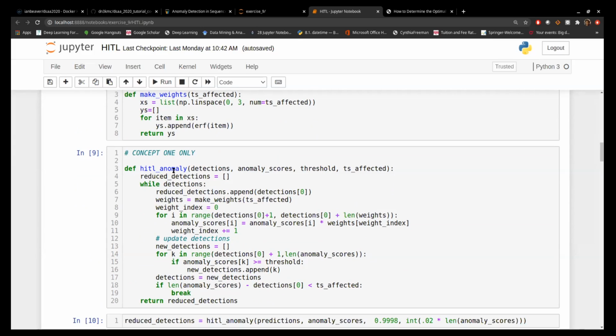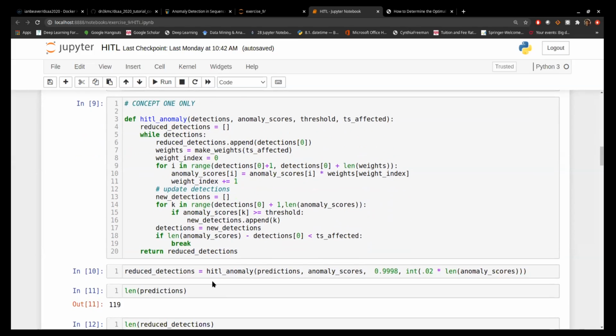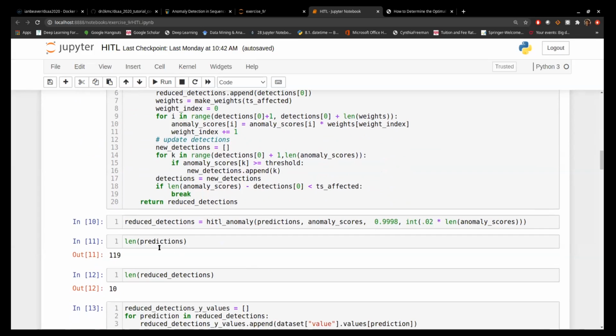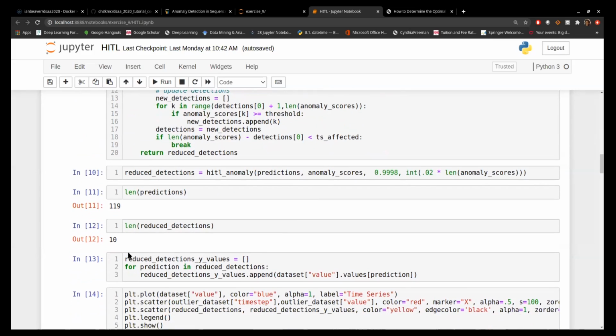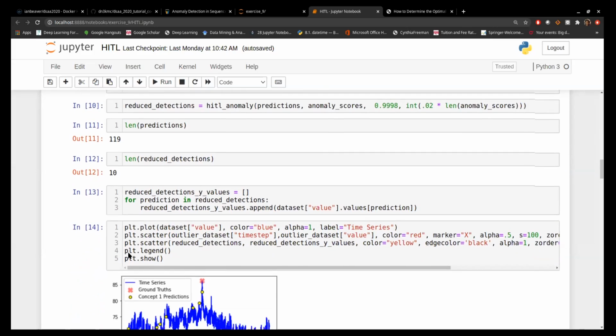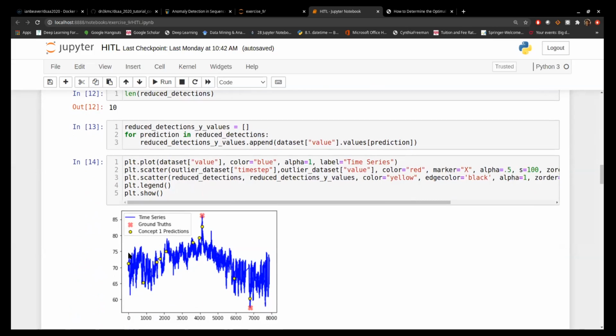to the scores. And we apply this algorithm to our current prediction set and arbitrarily set TS affected to be 2% the length of the anomaly scores or the time series. So without concept 1, we had 119 predictions. With concept 1, we are reduced to 10. We can see the number of yellow dots, the number of predictions, is dramatically reduced. There are no clusters now.